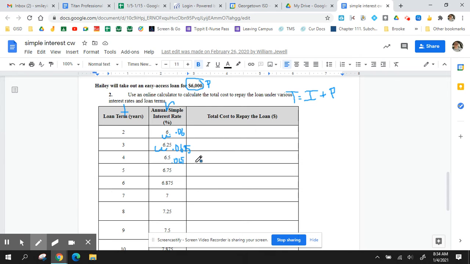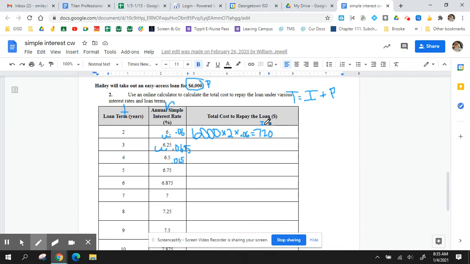Now, for the total cost of repayment, I'm going to find my I. So I'm going to say 6,000 times my 2 years and times my 0.06, and that's going to give me my interest, my I. Let me type that in my calculator really quick. And you get 720. Now, this is the I value. I'm going to put a little I above it.